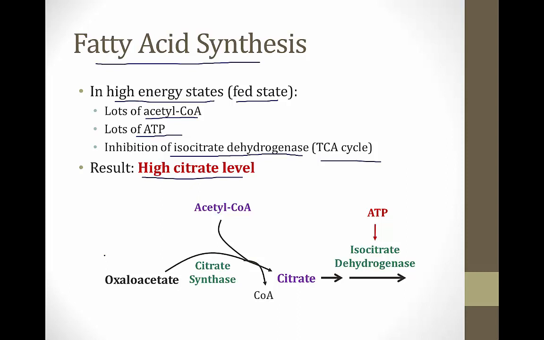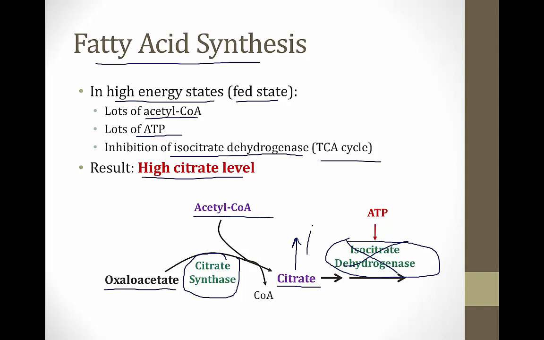If you look at the diagram on the bottom of the screen, I've shown you the first step of the TCA cycle. Oxaloacetate is combined with acetyl-CoA by the enzyme citrate synthase to generate citrate, and then citrate is further metabolized by the enzyme isocitrate dehydrogenase. So when the ATP level gets high, it will inhibit this enzyme, therefore the level of citrate will begin to rise. And citrate is used as an energy marker inside of cells. When its level gets high, it means that there's lots of excess energy around, and therefore, as we will see, citrate will then be diverted into the synthesis of fatty acids.